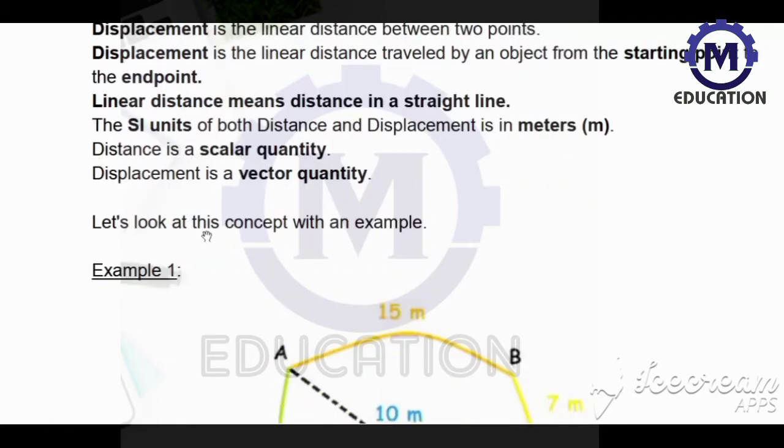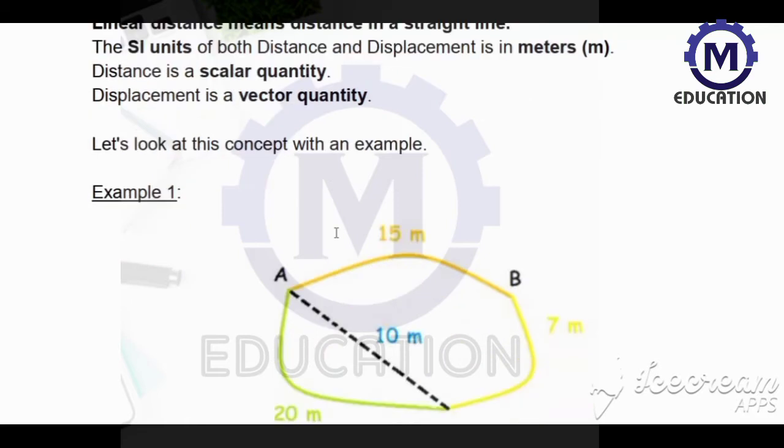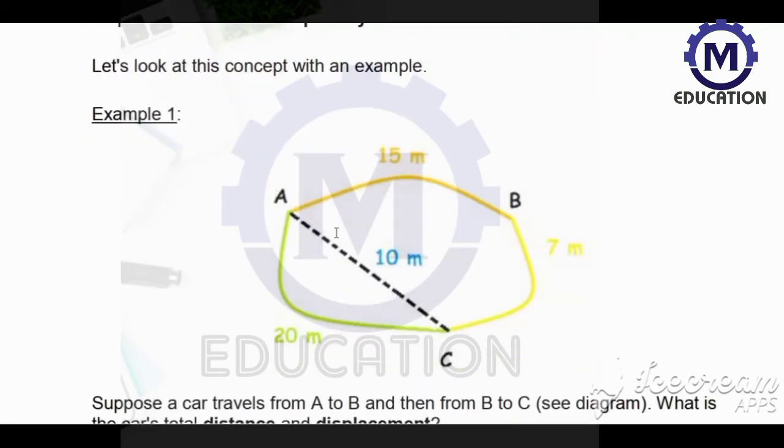Let's look at this concept with an example. Most students get confused about distance and displacement and cannot differentiate between them, so I'm explaining it with the help of an example. Here 3 points are given: A, B and C. These are 3 different points. A body is traveling through this path, A to B and B to C.